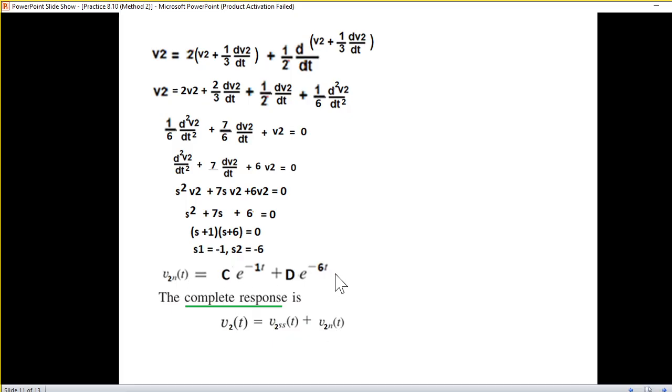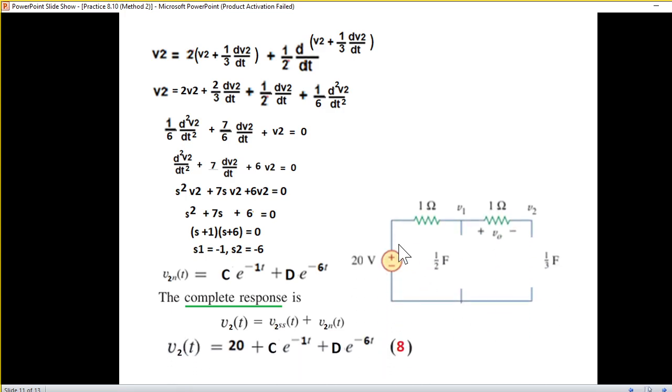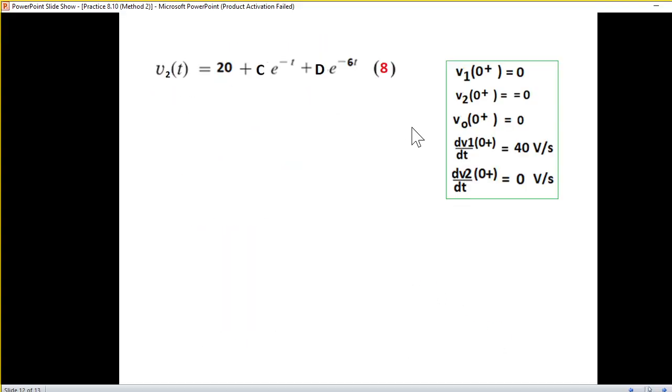To find the natural value, we need to find the steady state value. The steady state value means that the capacitors have been fully charged. And so the voltage V1 or V2, they are fully charged to 20 volt. And therefore VSS is 20 volt, and then V natural. So this is our equation in terms of V2. Now we need to find C and D.